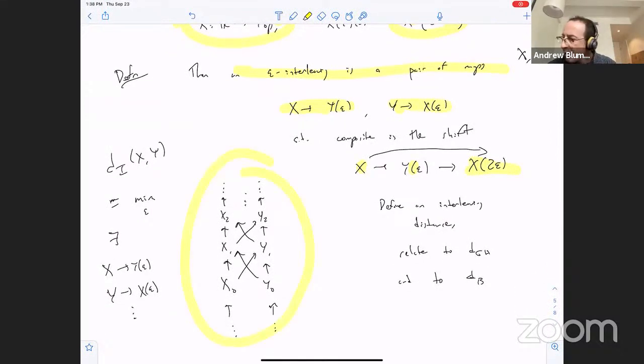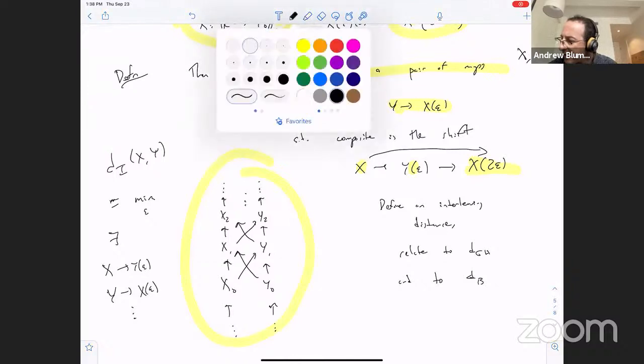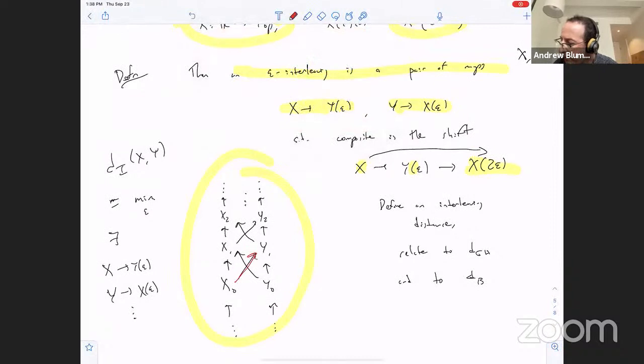You have a ladder. And what I'm asking is that if I go up by epsilon and then back over by epsilon, that's the same as just going along in the filtration of X. And this is called an interleaving. And once you have the notion of an interleaving, you can define the interleaving distance between two functors. It's the minimum epsilon such that there exists an interleaving.